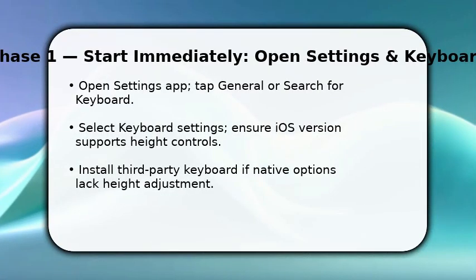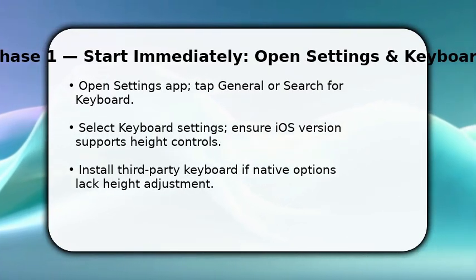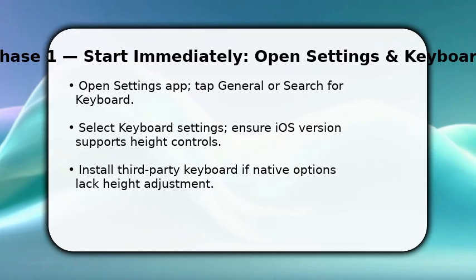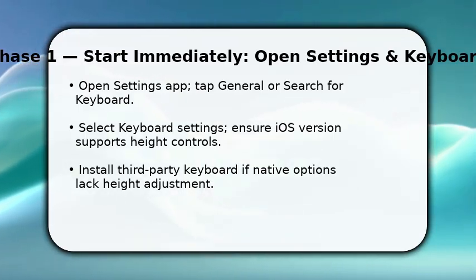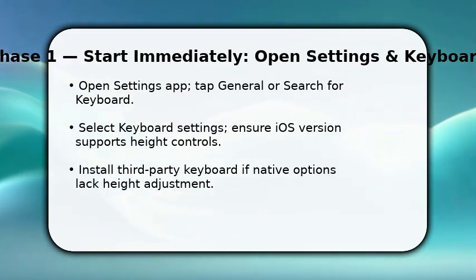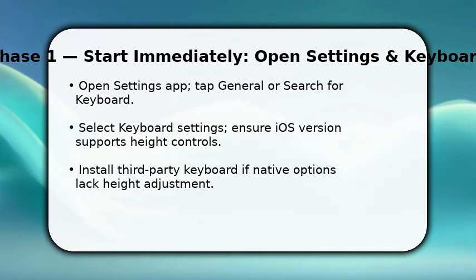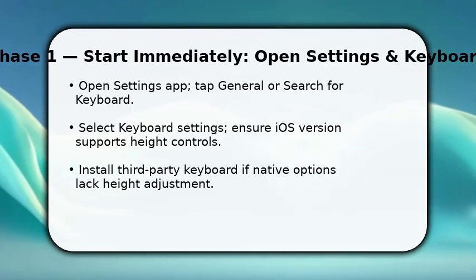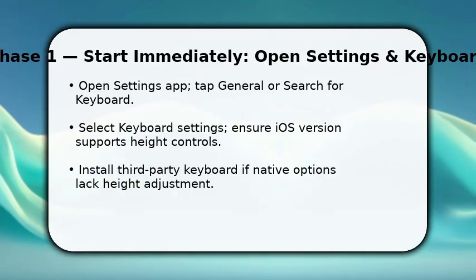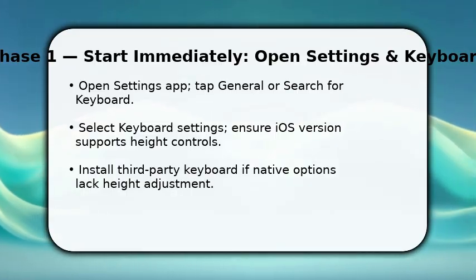You start by opening Settings and going straight to Keyboard. Don't hesitate. Once inside, tap Keyboards, then choose the keyboard you want to adjust. If you need more control, install a trusted third-party keyboard now. Make sure it's enabled under Keyboards. This step matters because native options may be limited. By enabling a third-party keyboard, you gain adjustable height controls, so complete this prerequisite before moving on.